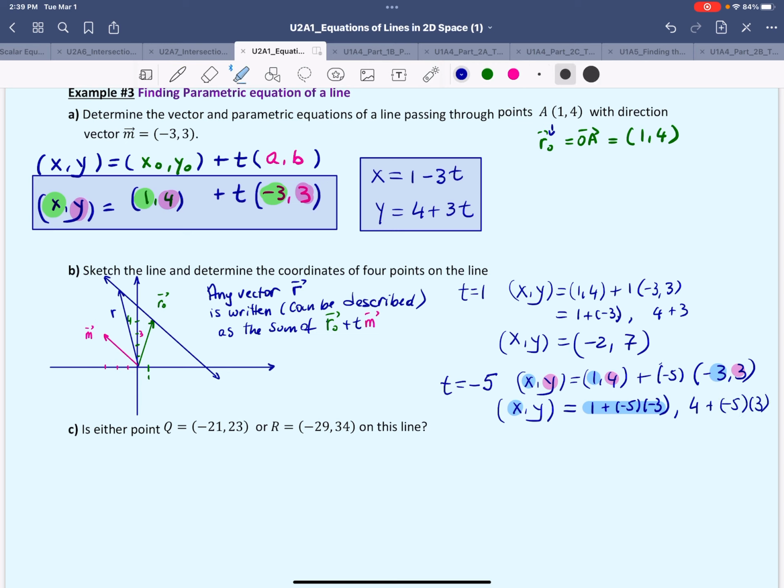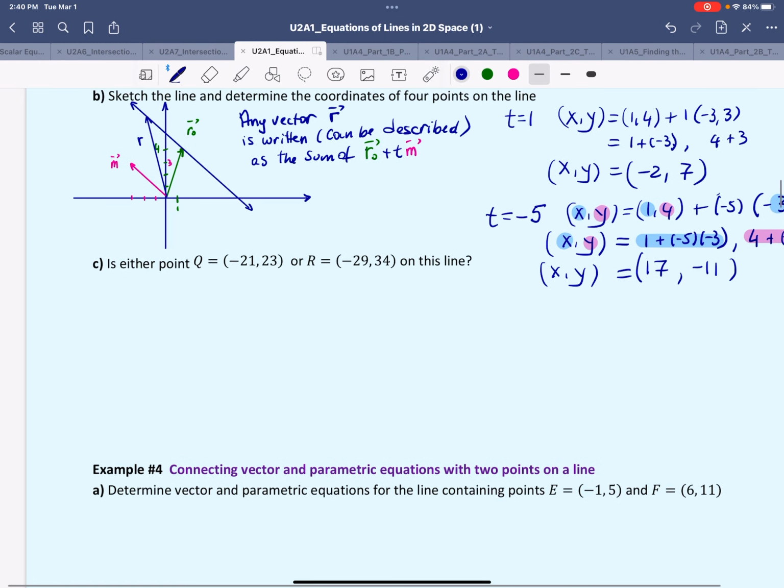Obviously, these calculations can be done a lot faster. I'm just showing all the steps in here. So in other words, 1 plus -5 times -3 will give us 16, and 4 plus -5 times 3 will give -11. And another point on this line will be (16, -11).